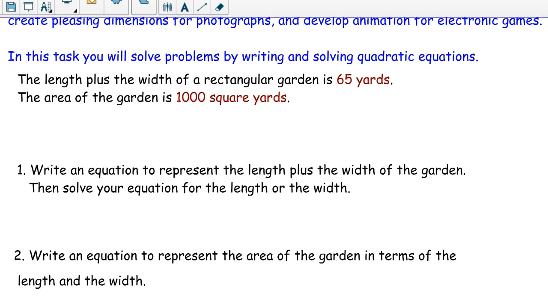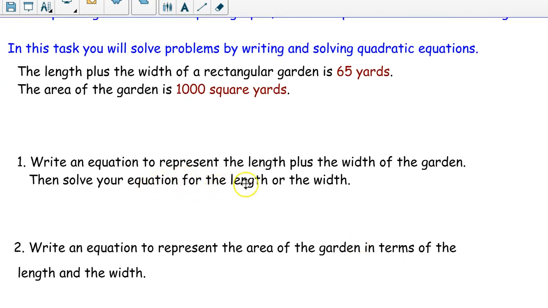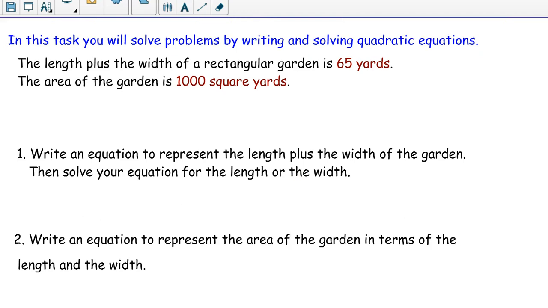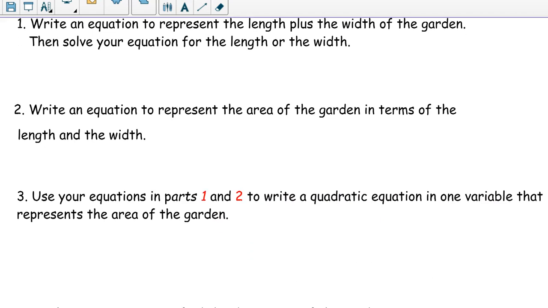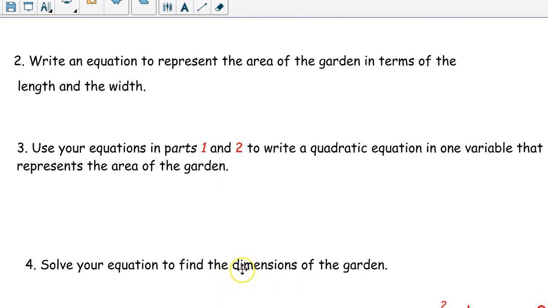In the first one, you are going to write an equation to represent the length plus width of the garden, then solve the equation for the length or the width. In the second question, you write an equation to represent the area of the garden in terms of the length and the width. Third, use the equations in parts 1 and 2 to write a quadratic equation in one variable that represents the area of the garden. And the last part is to solve that equation to find the dimensions of the garden.